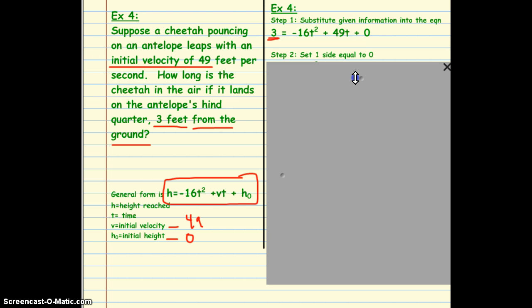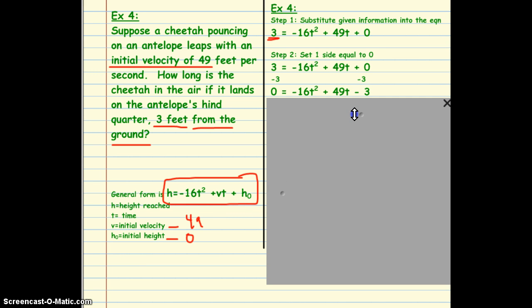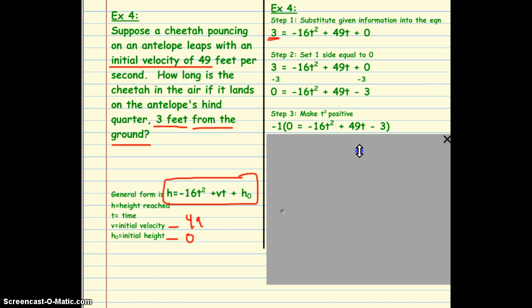Once we have our equation set up, in order to solve these problems, remember we have to have one side equal to 0. So we're going to subtract the 3, move it over to the other side, so that our left side is equal to 0. Now that we have it equal to 0, we need to make sure that our t squared is positive. And so what we're going to do is multiply everything by -1 to change the signs. So we've got 0 equals 16t squared minus 49t plus 3.